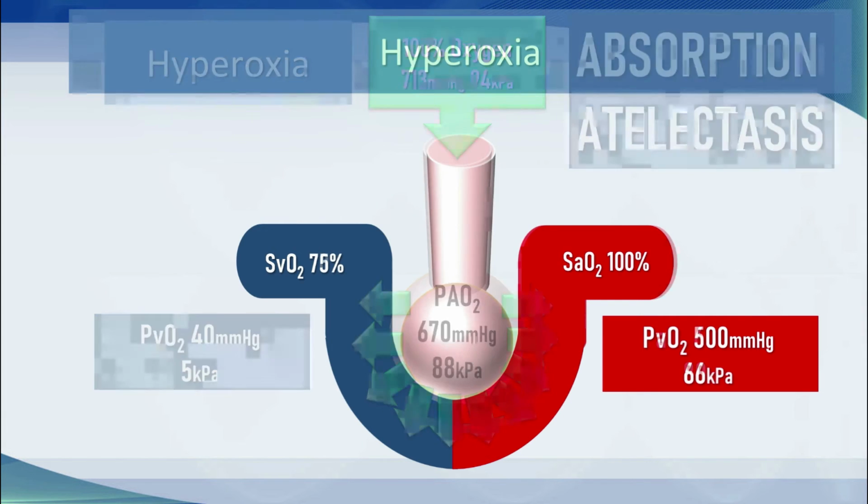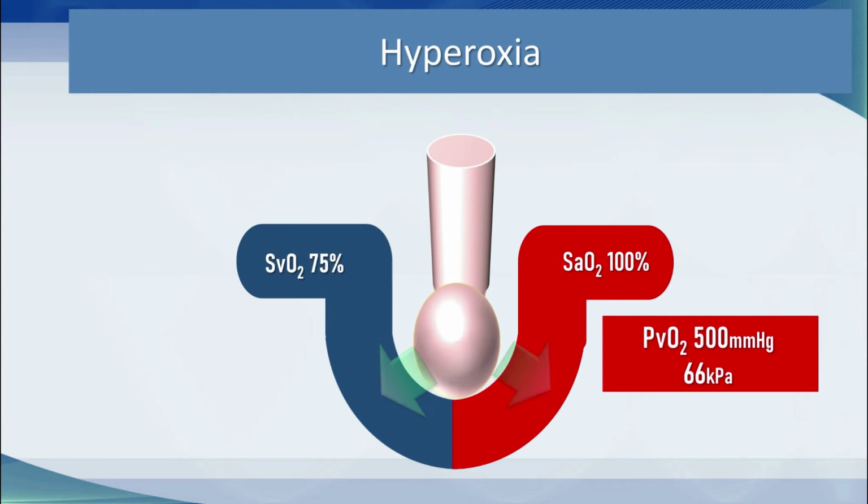these alveoli become quite unstable, because remember, the nitrogen has been washed out. And of course, once the nitrogen is washed out, there's nothing much holding the alveoli open, and the alveoli will continue to empty with this very high concentration of oxygen until a very large proportion of them collapse. And this is what happens with hyperoxia. We get this process known as absorptive atelectasis. And it happens very, very commonly during induction of anesthesia.